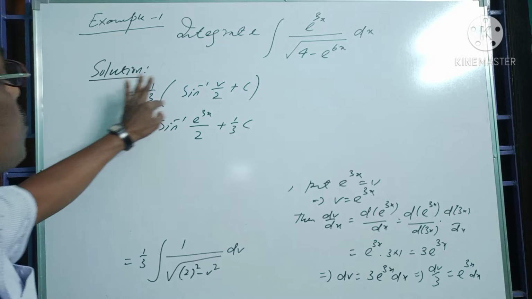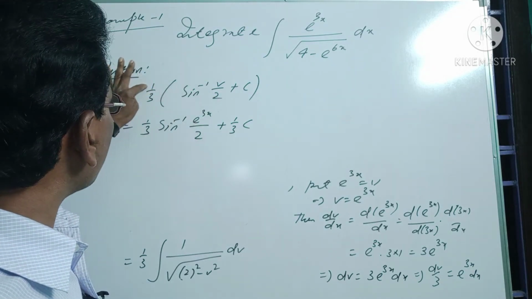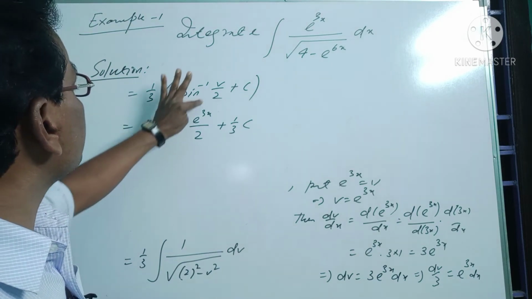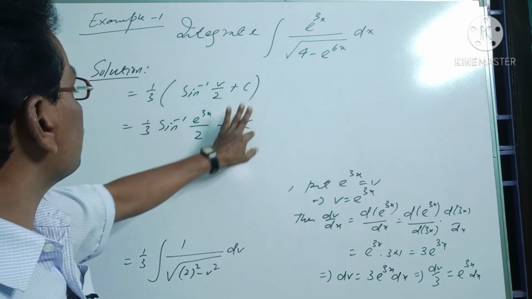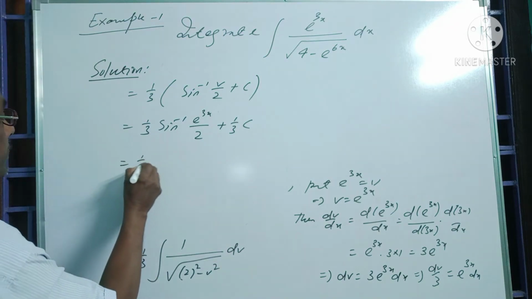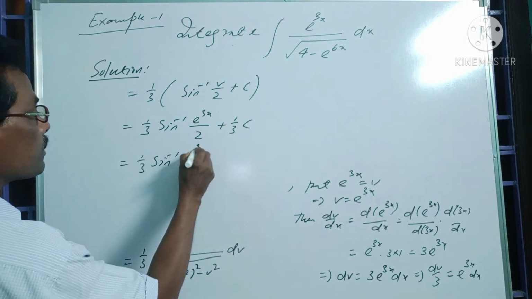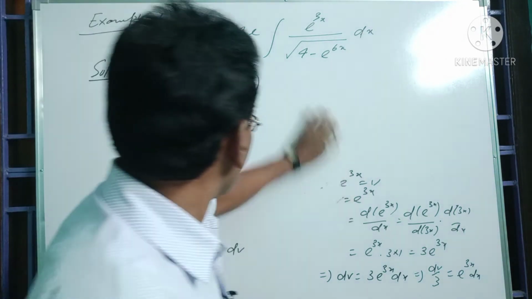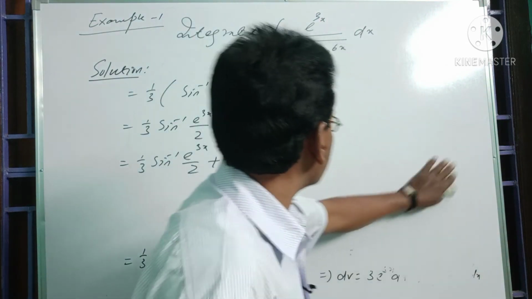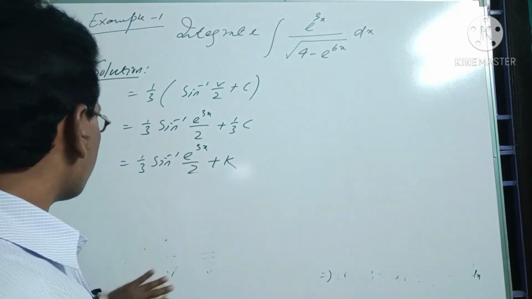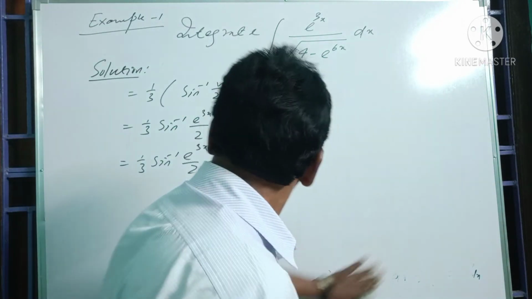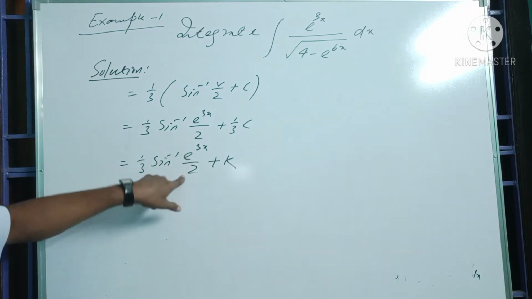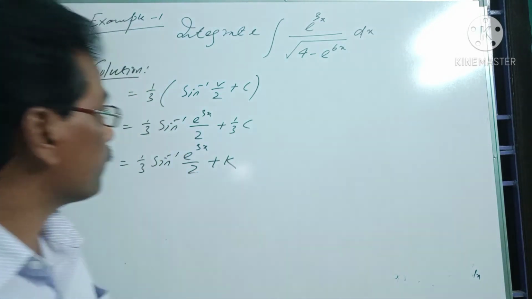because we have to multiply 1 by 3 both with sin inverse v by 2, and also we have to multiply 1 by 3 with c. So multiplying 1 by 3 we have 1 by 3 sin inverse of e to the power 3x by 2 plus 1 by 3 into c. So finally it will give us 1 by 3 into sin inverse of e to the power 3x by 2 plus k, where k is the final constant of integration in place of 1 by 3 into c. So in this process of integration we became able to integrate the given integral, which is the final result, that is we got 1 by 3 into sin inverse of e to the power 3x by 2 plus k, hence the integration is over now.